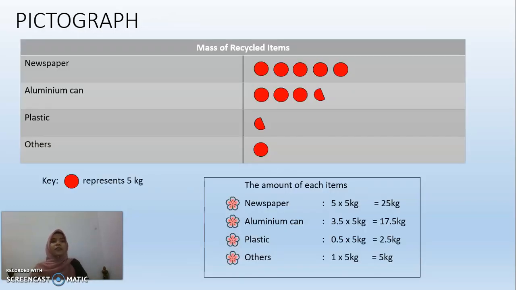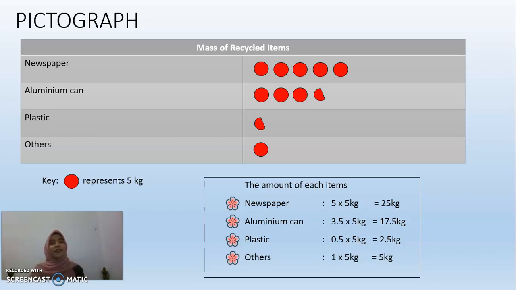Okay, so the first one here is the example of the data that is represented by a pictograph. As you can see here, the title of the pictograph is Mass of Recycled Items, the first key point. And for the types of items here, there are 4: newspaper, aluminium can, plastic, and others. And the third one is key represents. The key represents here is that one red circle represents 5 kilogram. So as for the conclusion, we can see the amount of each item.